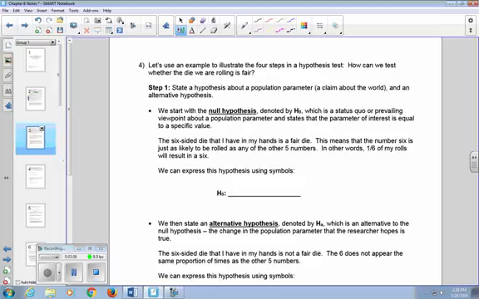So in our case, the 6-sided die that I have in my hands is a fair die. This means that the number 6 is just as likely to be rolled as any of the other 5 numbers. In other words, 1/6 of my rolls will result in a 6. So this is my null hypothesis. We can also express this hypothesis using symbols. So my null hypothesis is that the proportion of 6s that I get is 1/6. So p is 1/6. And this number right here is often referred to as p with a subscript of 0. That's to remind us that we're using the proportion from the null hypothesis. So we'll see that in some later calculations.